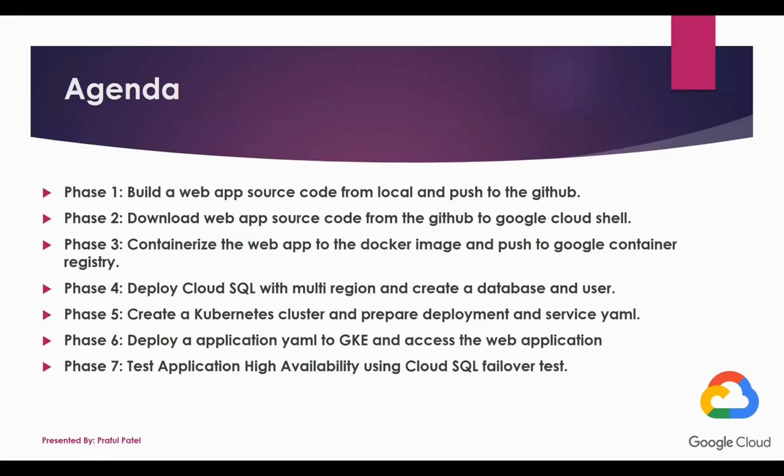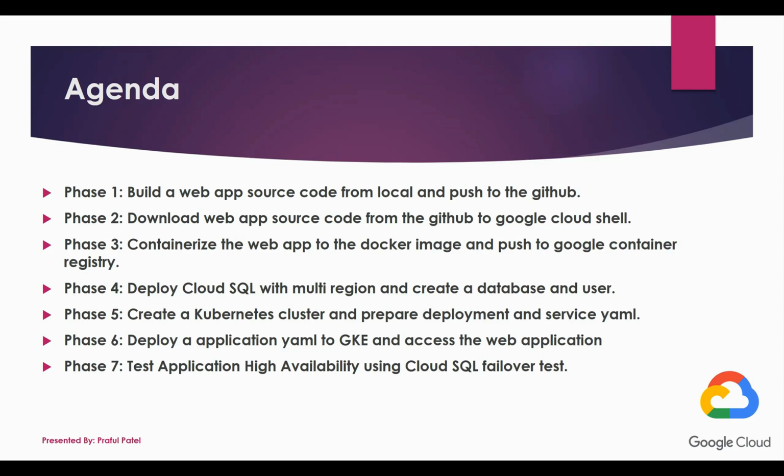Let's move to the next. So this is the agenda. It is a phase-by-phase procedure I have mentioned here: in what phase, what type of action we are going to do, and how we are going to achieve it. In phase 1, we will build a web app source code locally and push it to GitHub. In phase 2, we'll download that source code from GitHub inside the Google Cloud Shell. Once it is downloaded, we will containerize the web app using a Docker image and push that to the Google Container Registry.